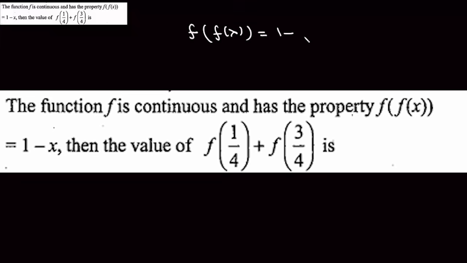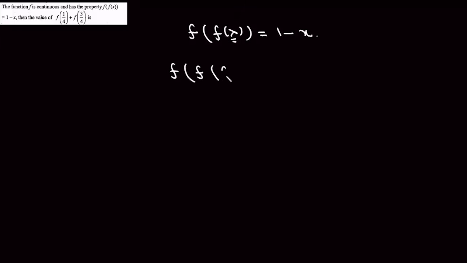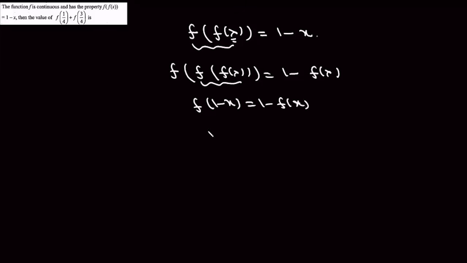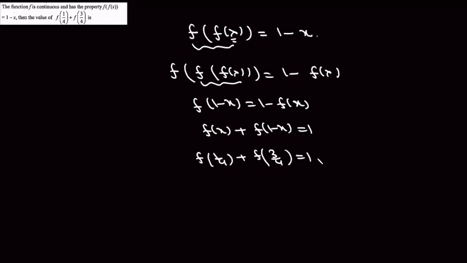f of f(x) is 1 minus x. Now we'll replace x with f(x). We can write f of f(x) will be 1 minus f(x), and we know that f of f(x) is simply 1 minus x. So we can write f(1 minus x) will be 1 minus f(x), or f(x) plus f(1 minus x) will be 1. And if we put x as 1 by 4, we can write f(1/4) plus f(3/4) will be equal to 1. So the answer to this question is simply 1.